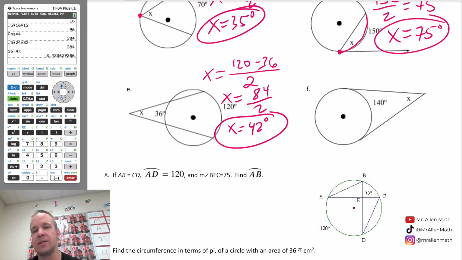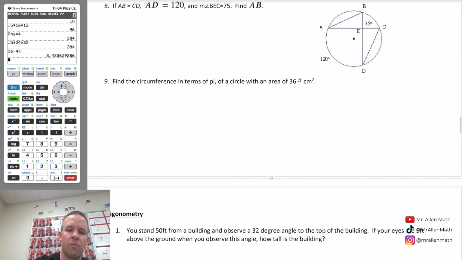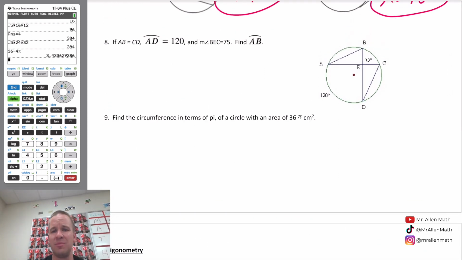Nice. Excellent and fantastic. Okay, last one here. So we have this out angle, but it's with two tangents. There's a fun little formula for this one. This 140 and that x right there will add to 180. So x is going to equal 40 degrees. 180 minus 140, sorry. So 40 degrees for that last one there. That was exciting stuff. All right, couple more here, and then we're on some dope trig.